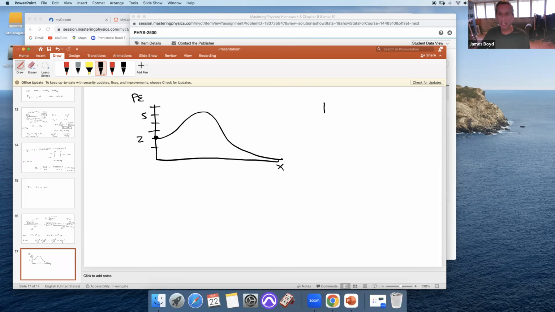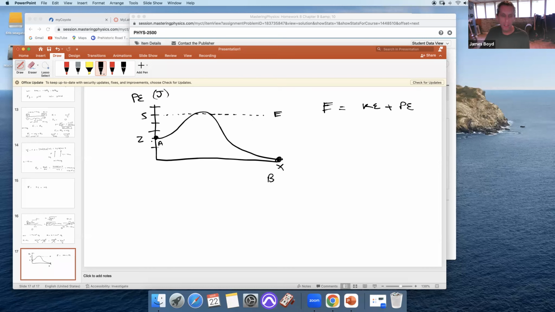Now, mechanical energy is kinetic energy plus potential energy. And so you need some total energy, and this is A and this is B. We need some line that's total energy. So let's say we draw our line of total energy at 5 joules. These are in joules. This is our energy total.